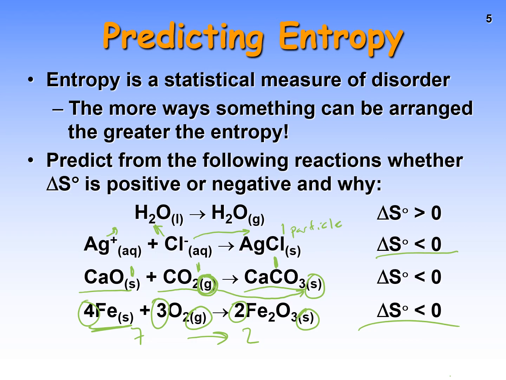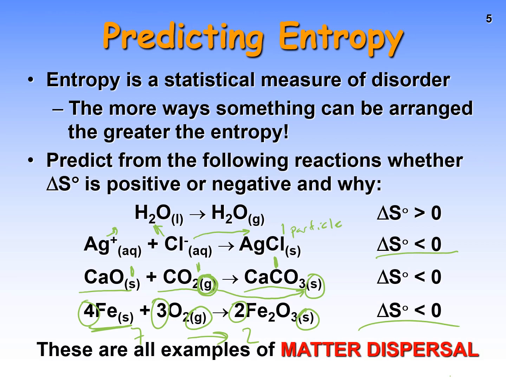So keep that in mind. That way, if you are doing an actual calculation, you can look at your answer and go, hey, this value does make sense, or it doesn't. These are all types of what we call matter dispersal.